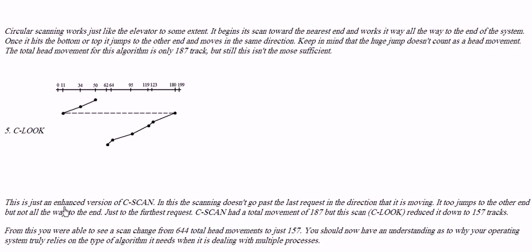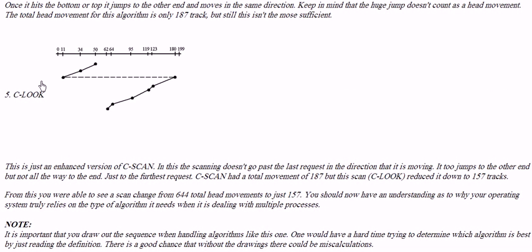In the C-look algorithm, we have an enhanced version of circular scan. In this scanning algorithm, the scan does not go all the way to the last request in the direction that it is moving. For example, in the previous example, we moved from 50 to the last point, 0. In C-look we have a different approach: we move not to the last end, but to the last request. So the start is 0, but here we move to 11. So this is the main difference.